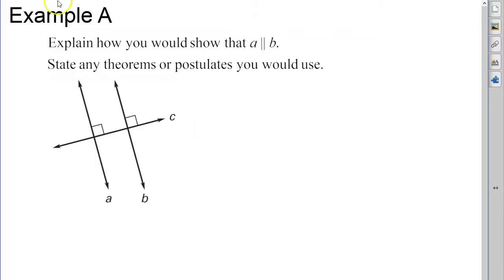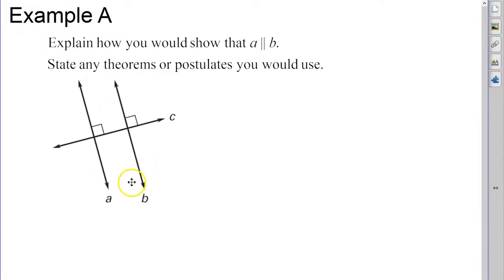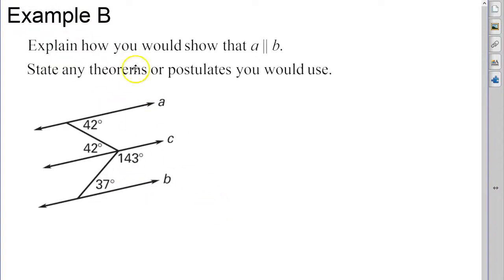So here are your two examples for homework, I should say. How you're going to show that A is parallel to B. For example A, explain how you'd show that A is parallel to B. Say any theorems or postulates you'd use, so that's problem 1. And then for problem B, explain how you would show that A is parallel to B, and say any theorems or postulates you would use for that one. B has a little bit more work to it for you to do, but write out your explanation. So there's your homework for the night: how do you know that A and B are parallel in example A? How do you know that A and B are parallel in example B?